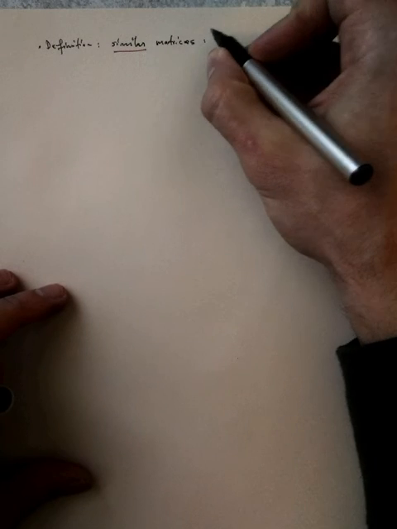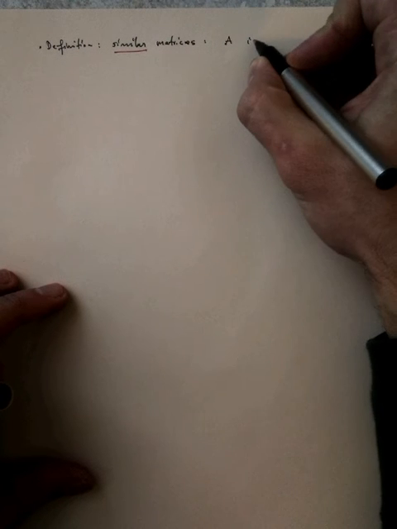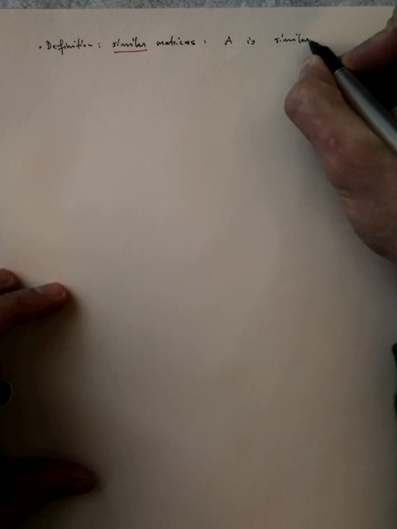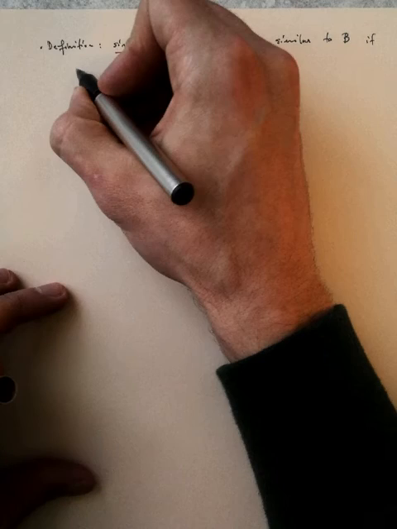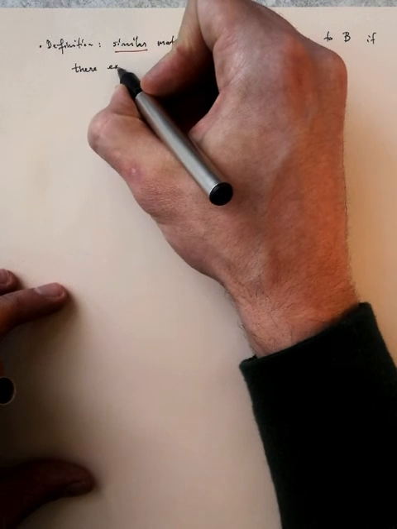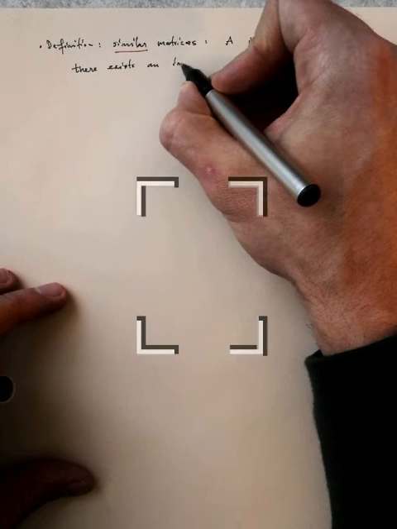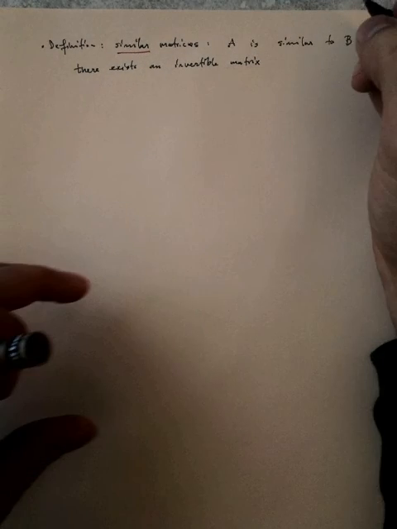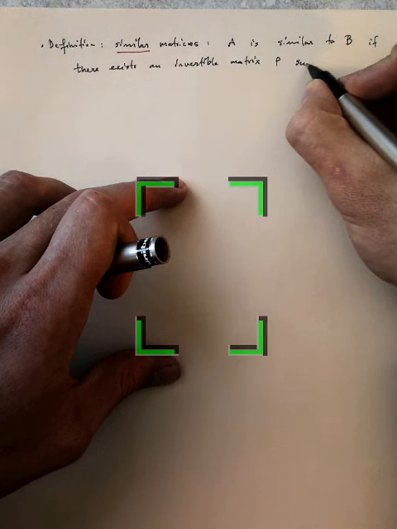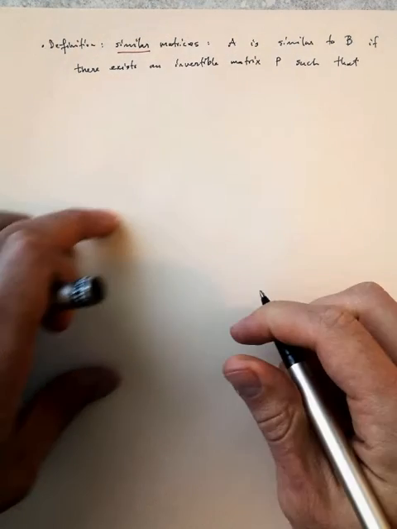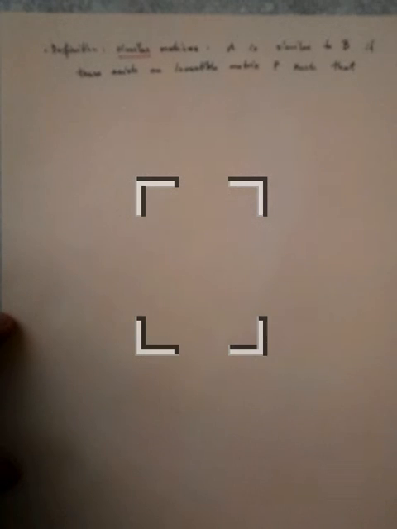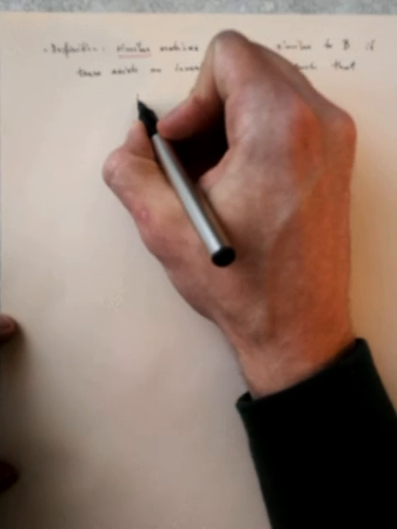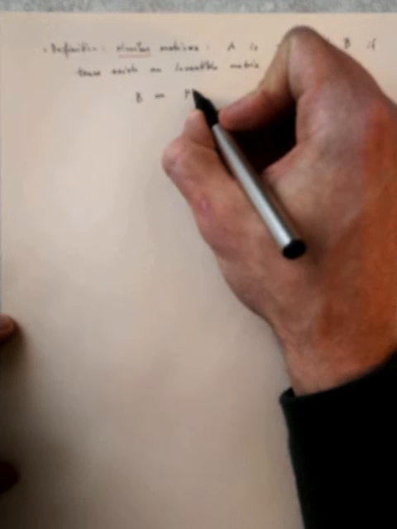So we say A is similar to B. These are two matrices if there exists an invertible P such that B is equal to P inverse A and then P.